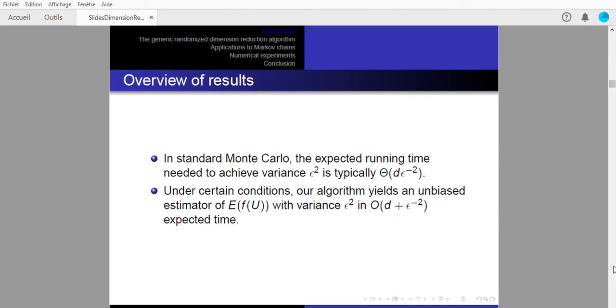Let me give a quick overview of the results. In standard Monte Carlo, the expected running time needed to achieve variance epsilon square is typically of order d multiplied by epsilon to the power minus 2. Because in order to achieve a variance of epsilon square, we need to simulate epsilon to the power minus 2 copies of u. And typically the running time to simulate a copy of u is of order d. So the total running time is typically of order d multiplied by epsilon to the power minus 2. And in our algorithm, under certain conditions, we can estimate the expected value of f of u with variance epsilon square in time d plus epsilon to the power minus 2. So if epsilon is small enough, basically we have a variance reduction of order d.